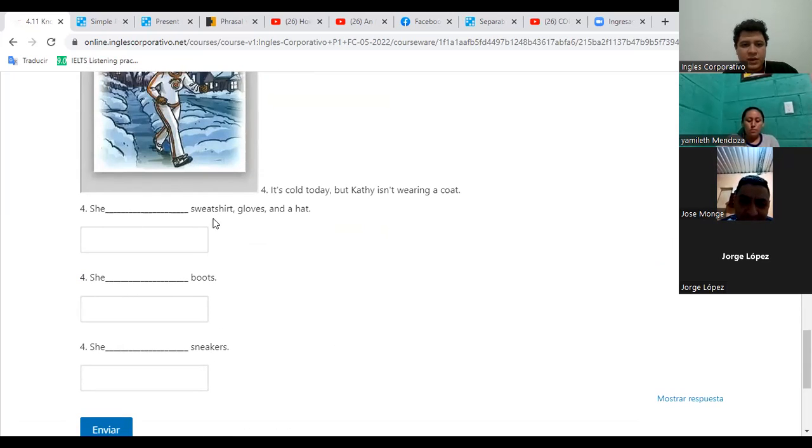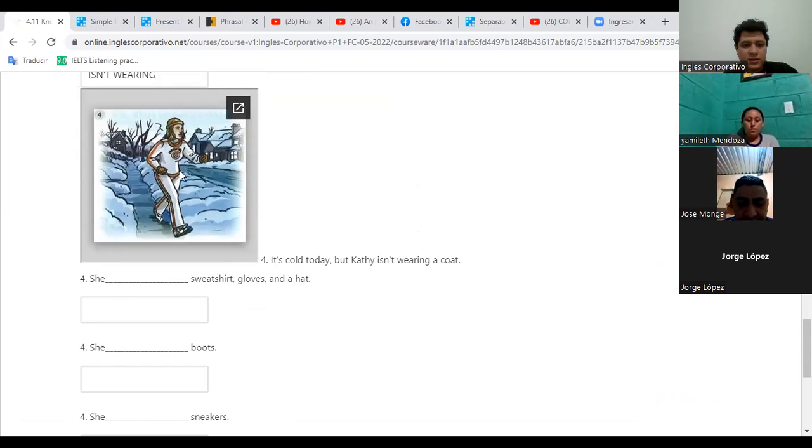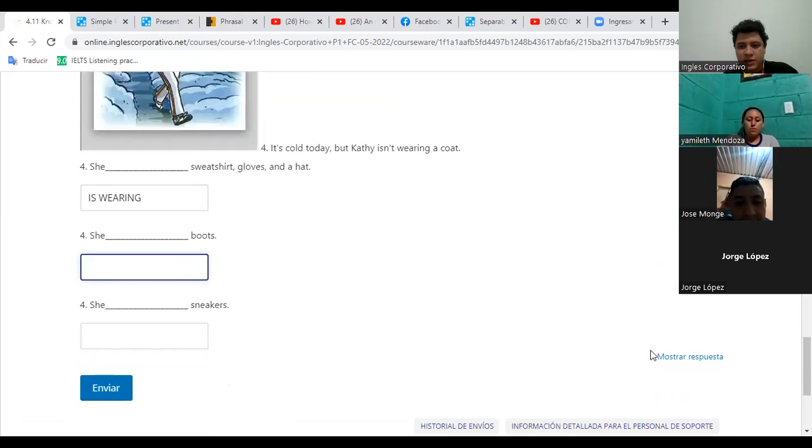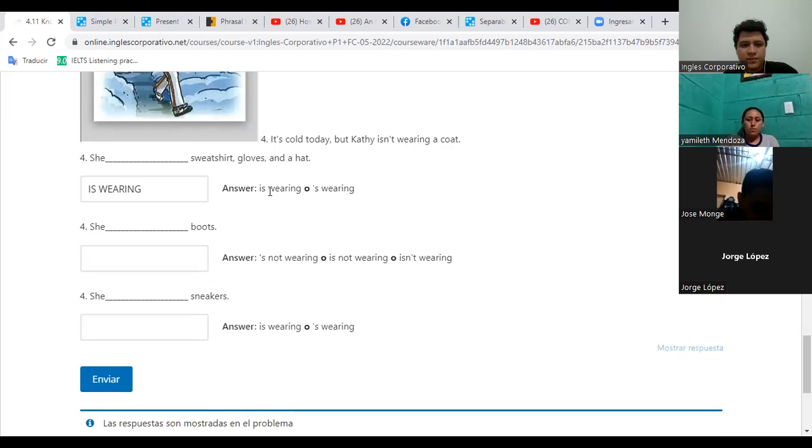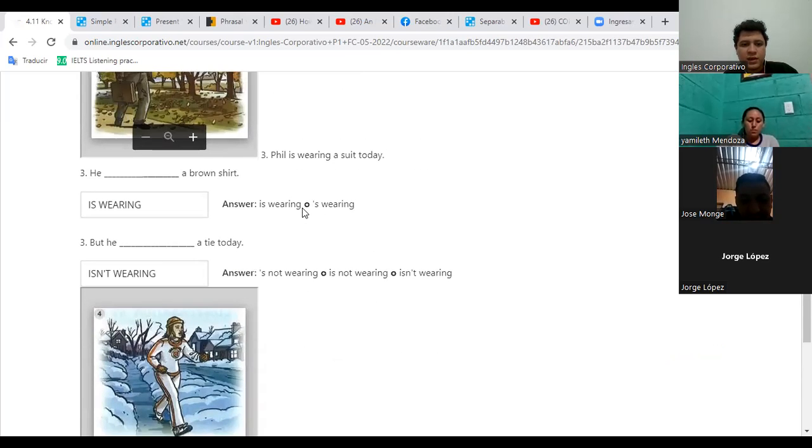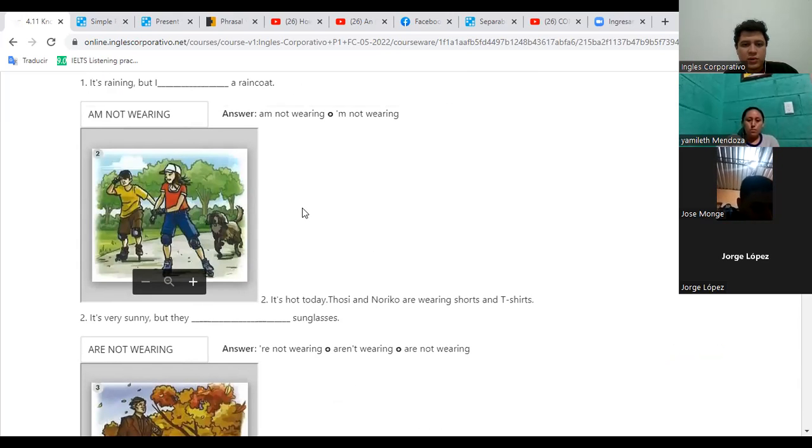She a sweatshirt, gloves, and a hat. Let's see, is she wearing that? Yes, right? She's wearing. Perfect. So, well, guys, this was the exercise. Así era el ejercicio. Did everybody finish? Let me show you here. You can answer like this, with the contracted form: it's wearing, is wearing, isn't wearing.